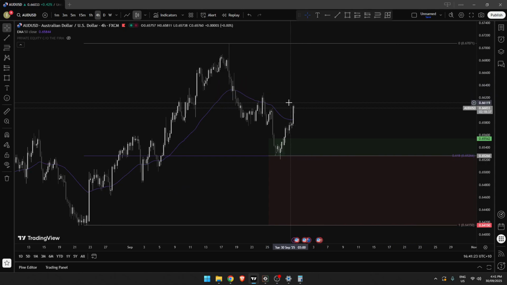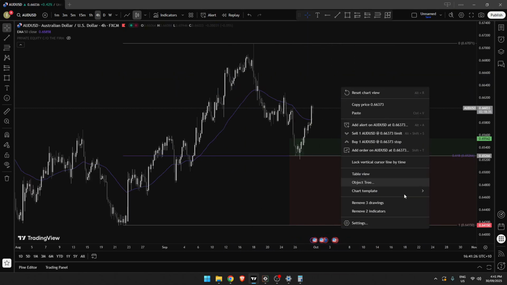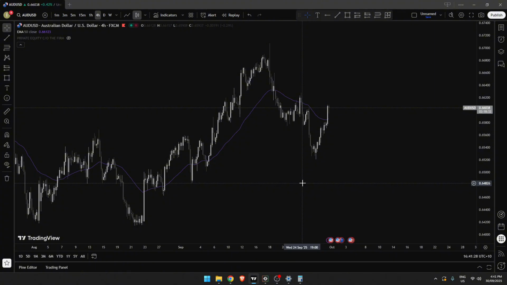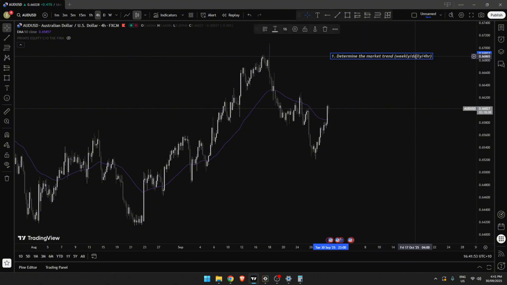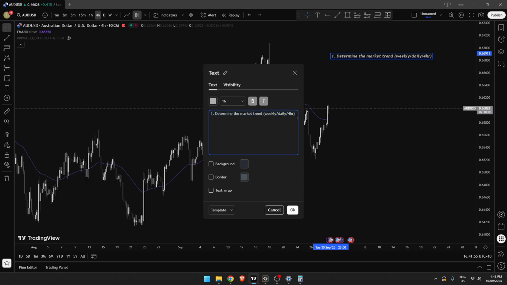So, starting with AUD USD, I'm going to clear my chart and explain my three-step process of what I look for on each Forex pair when I begin my technical analysis. So, step one is to determine the market trend. And I use the weekly, daily, and 4-hour. These are pretty much the only time frames I actually use when I'm on TradingView.